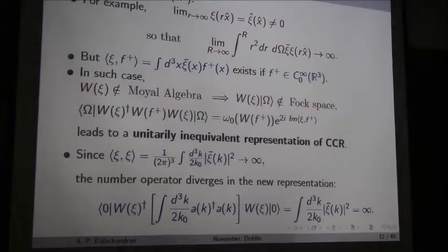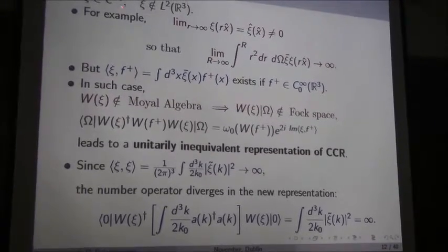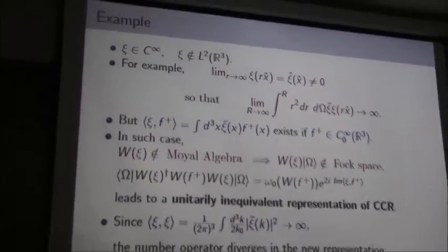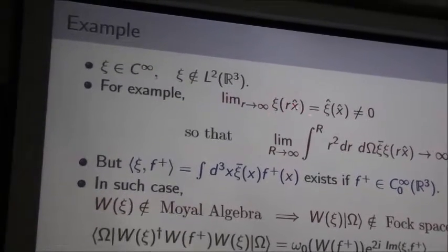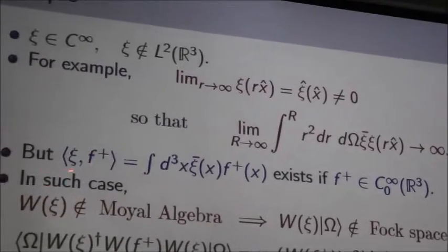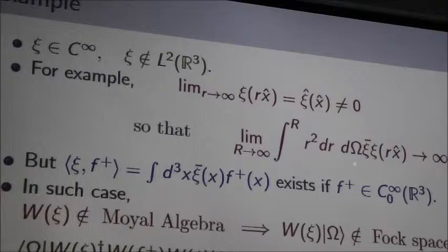Can I show you examples of this? Plenty. Take any psi which is smooth and infinitely differentiable, but which is not square integrable. Example, take a function psi which, as r goes to infinity, goes to some angular dependent limit at infinity. Okay. This is not square integrable. If you try to do square integration r squared dr on this, you will get infinity. Okay. However, this f plus, as he pointed out, is typically compactly supported.